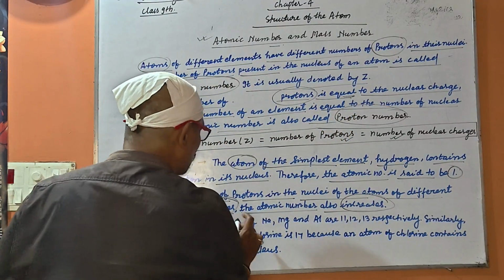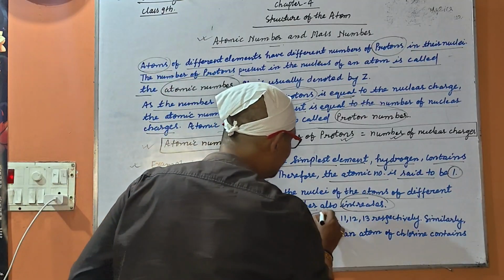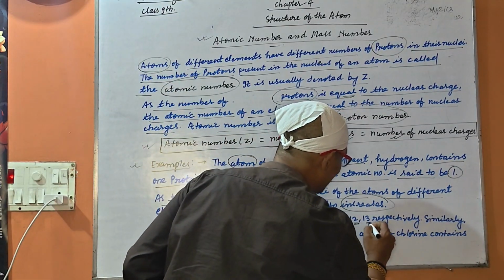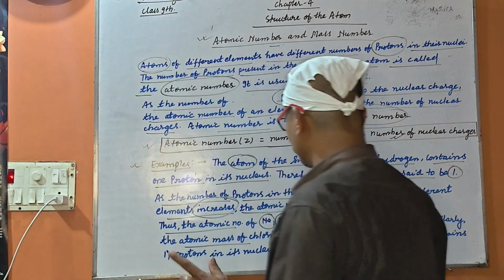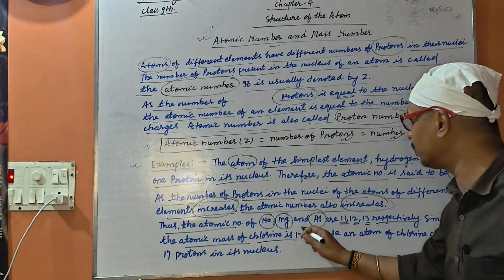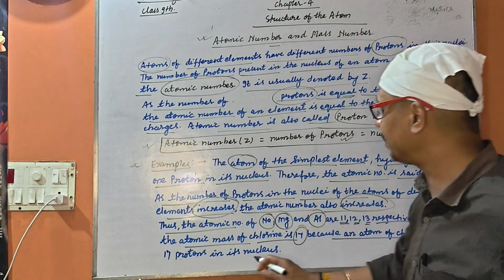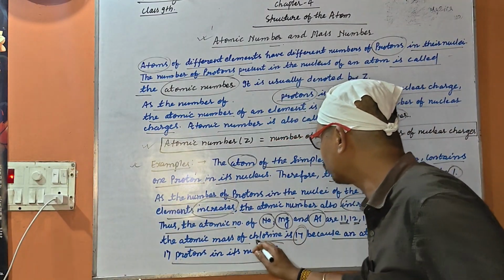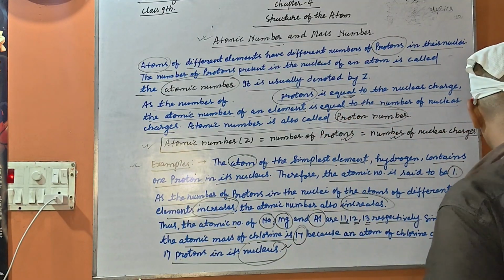Thus the atomic numbers of sodium, magnesium and aluminum are 11, 12 and 13 respectively. Similarly, the atomic number of chlorine is 17 because an atom of chlorine contains 17 protons in its nucleus. So this is all about the atomic number.